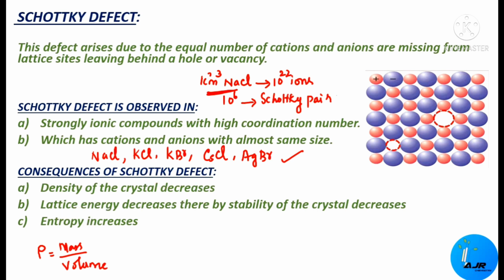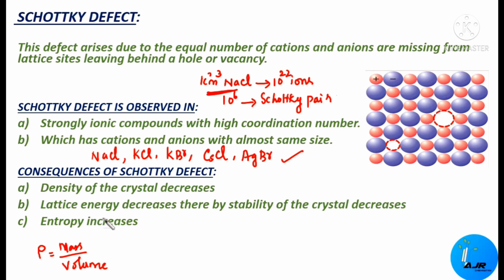Next, lattice energy decreases, thereby the stability of the crystal decreases. What do you mean by lattice energy? Lattice energy measures the strength of the ionic bonds in an ionic compound, because it is the amount of energy required to break the ionic bond. So, lattice energy is the energy required to break the ionic bond.